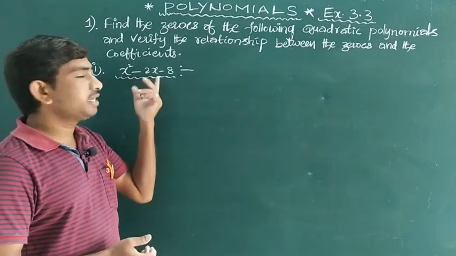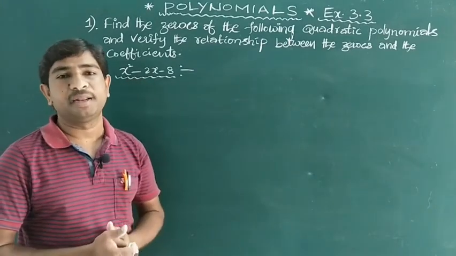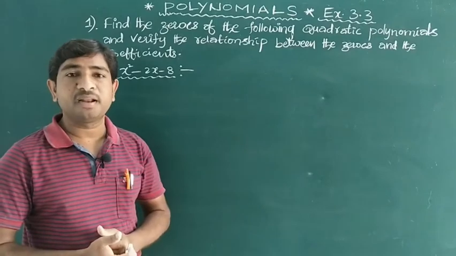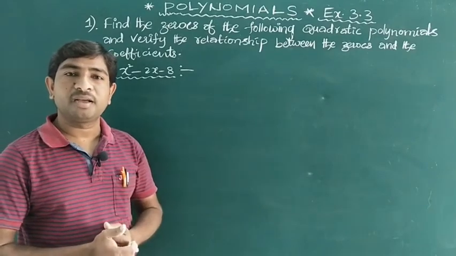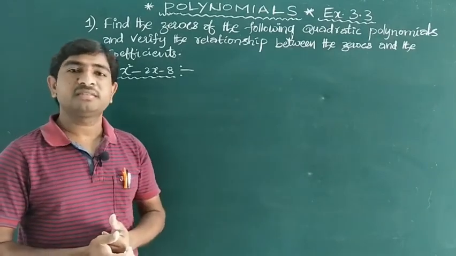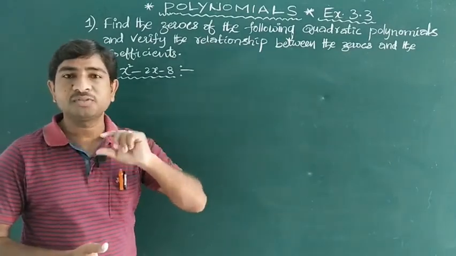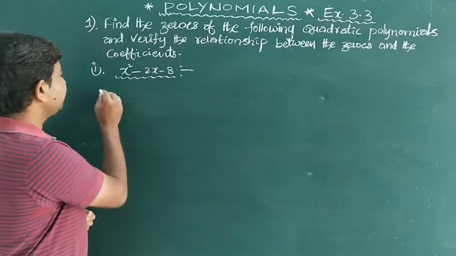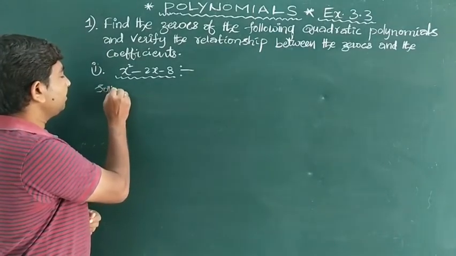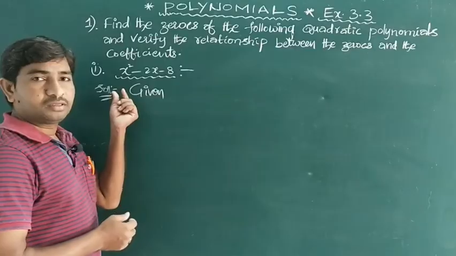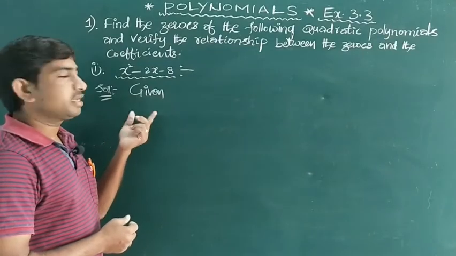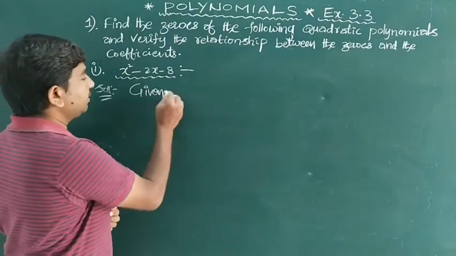x square minus 2x minus 8 is the given polynomial. So this is a quadratic polynomial. Since the degree is 2, we will get 2 zeros. First of all, we have to find the zeros for this polynomial. To find the zeros of the polynomial, what do we need to do? We have to consider the given polynomial.